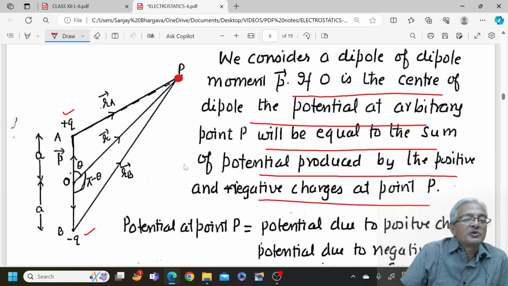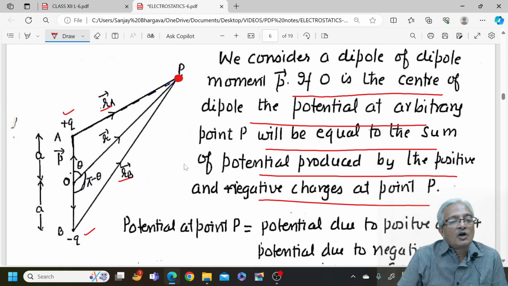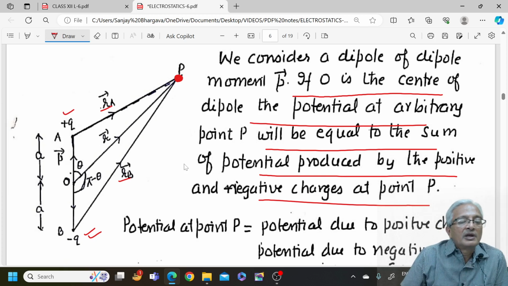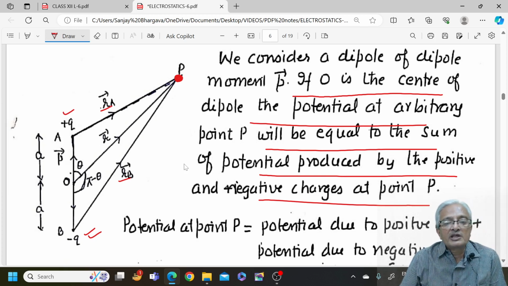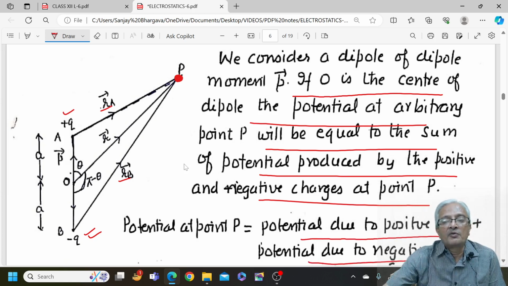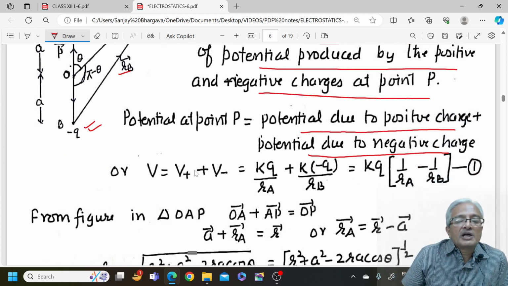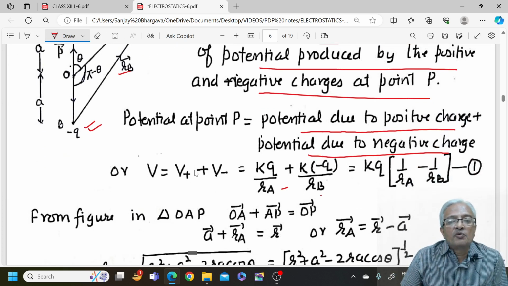The point P is described by the position vector R, the point A by the position vector RA, and B by the position vector RB. Now what will be the total potential at point P? It is the potential due to the positive charge plus the potential due to the negative charge. Due to the positive charge it is KQ upon RA, and due to the negative charge it is minus KQ upon RB. This can be written as KQ into 1 upon RA minus 1 upon RB, and this is equation number 1.